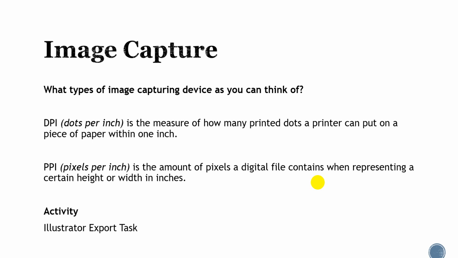So if you imagine you can do 1 dot per inch, that means you can only put 1 dot for every inch on that bit of paper. But if you do 100 dots per inch, you can do 100 dots every single inch. That means you can have a lot more closely packed dots that you'd barely be able to see as a dot, and it would look like a straight line.